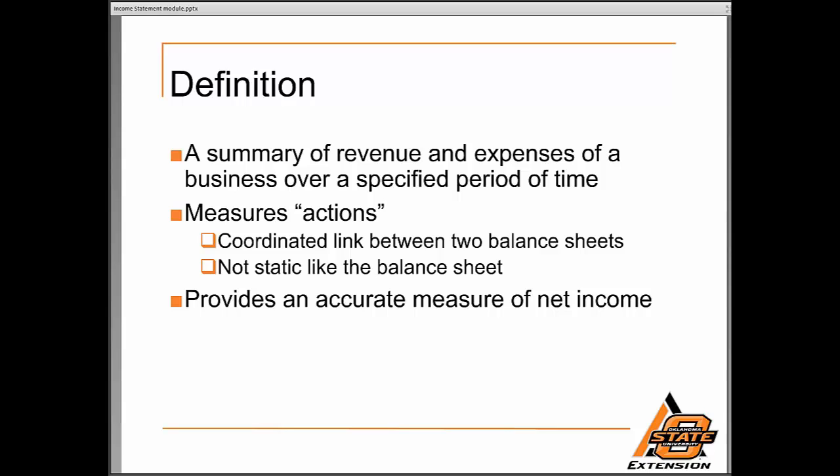Unlike a balance sheet, which is static in nature, an income statement measures the flows or actions of a business. A carefully constructed income statement provides an accurate measure of net income for your business. It explains the financial flows that occurred between beginning and ending balance sheets. The income statement is also commonly referred to as the profit and loss, or P&L statement, or the operating statement.